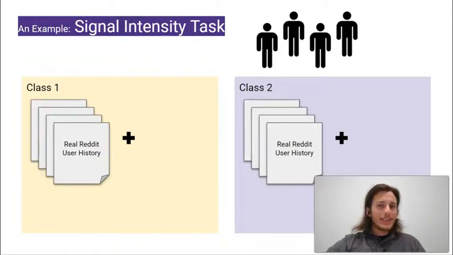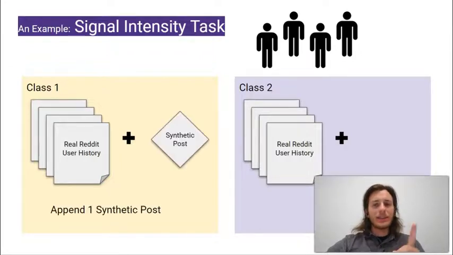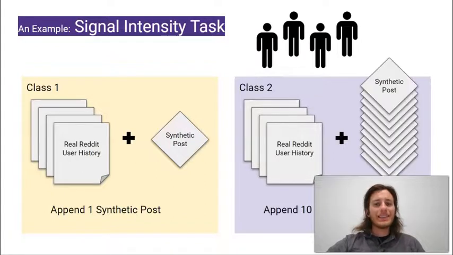For the signal intensity task, we simulate a situation where methods need to distinguish between users based on the number of posts that they make. And so to do this, we append a single synthetic post to class 1 users' histories, while we append 10 synthetic posts to users from class 2. Thus, the method is required to count the number of synthetic posts that each user has in order to differentiate between users of each class. And if the method can do this accurately, it will end up with an unbiased estimate of the true ATE.